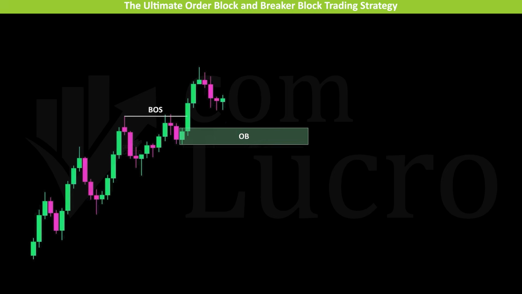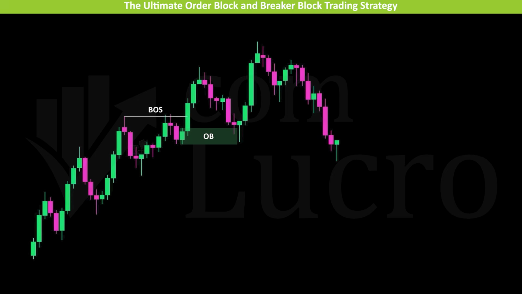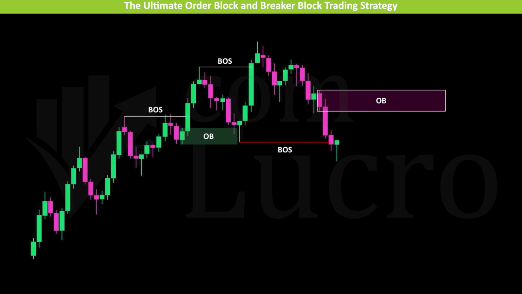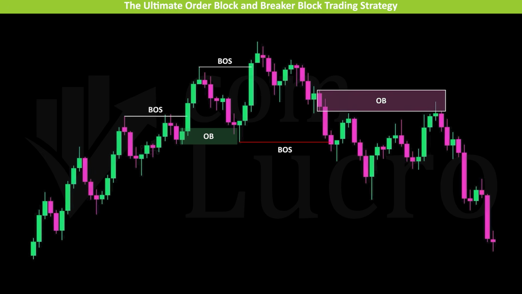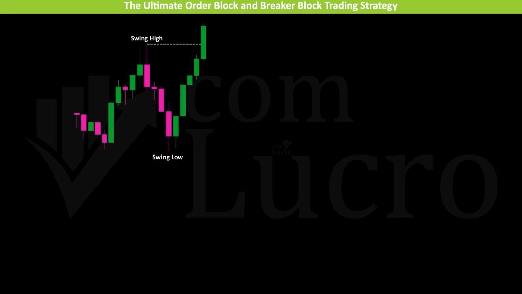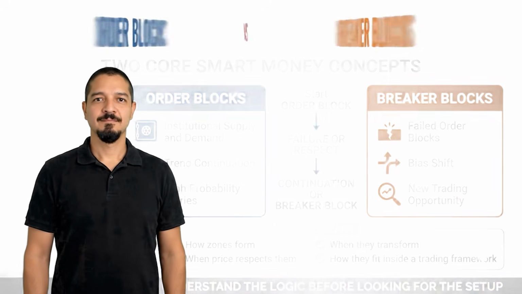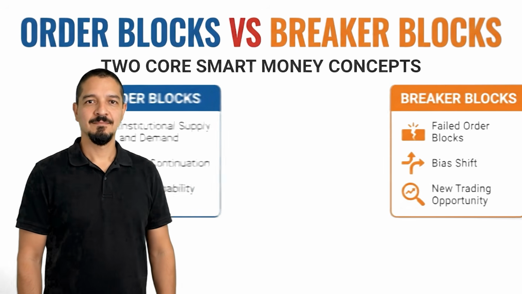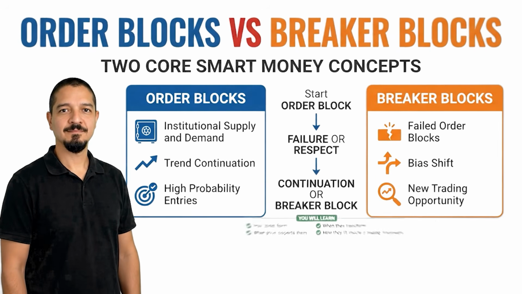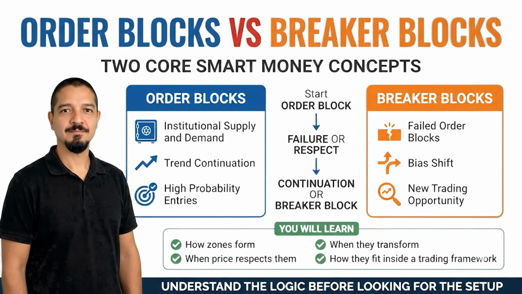In this video, we're going to break down two of the most important concepts in smart money trading: order blocks and breaker blocks. Step by step, you'll learn how institutional supply and demand zones form, how to identify high-probability trading opportunities, and how to recognize when a valid order block is likely to continue the trend or transform into a breaker block. By the end of this lesson, you'll understand how market structure, liquidity, fair value gaps, order blocks, and breaker blocks work together as part of a complete trading framework, giving you a clearer and more structured approach to analyzing and executing trades in any market.